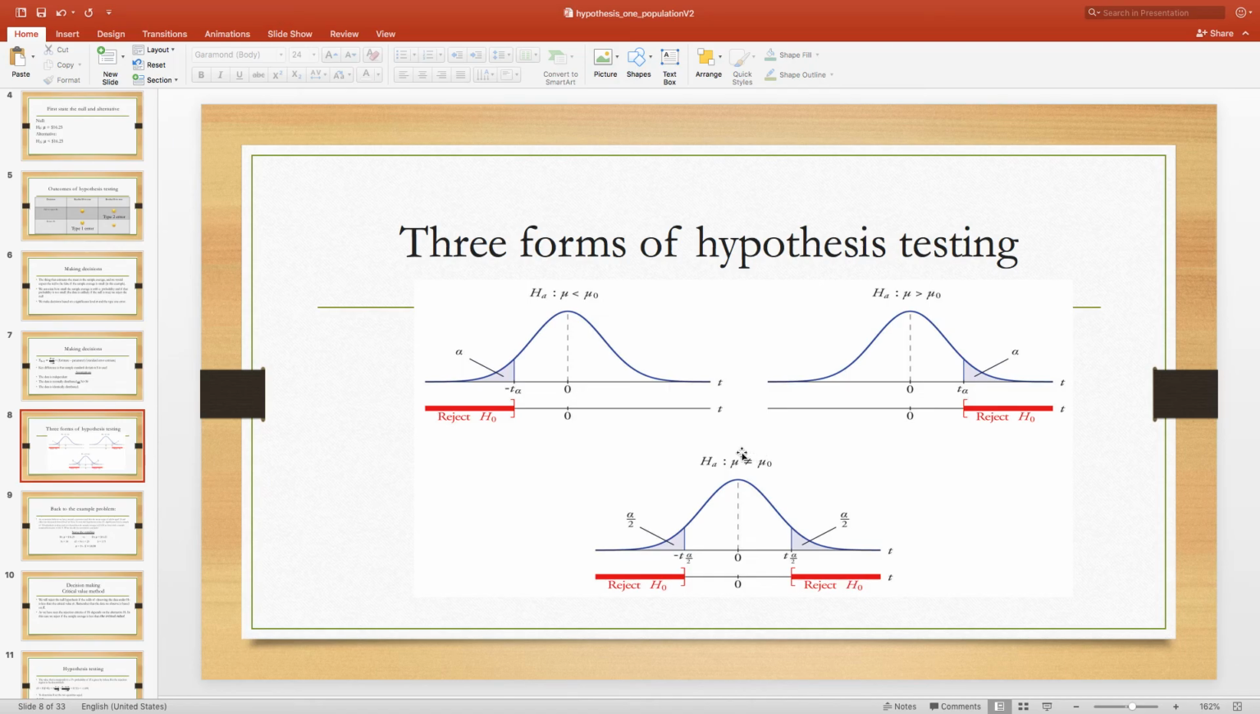Now, another way of testing these hypotheses is with what's called a p-value, and if the p-value is less than alpha, you reject your null hypothesis.